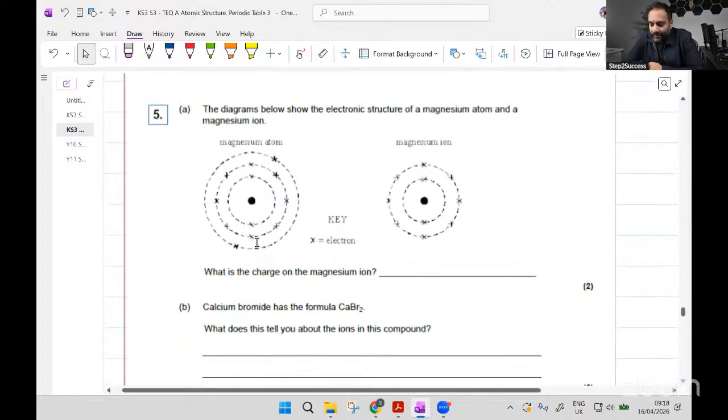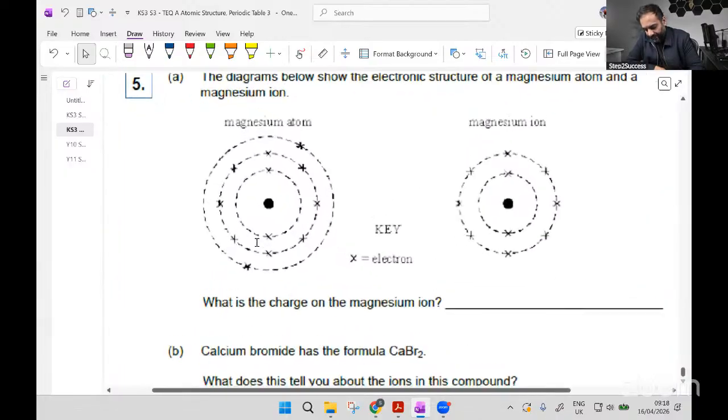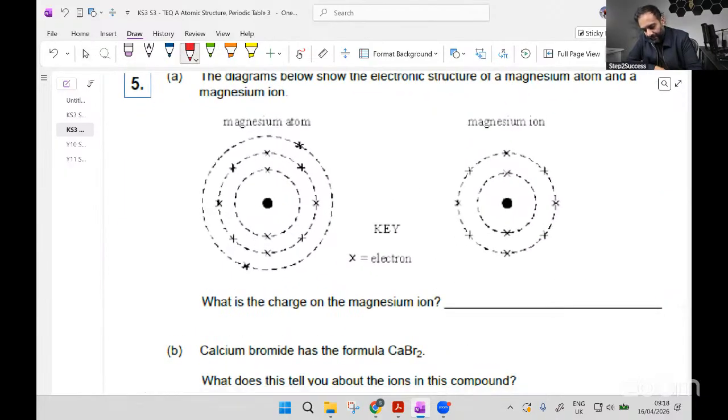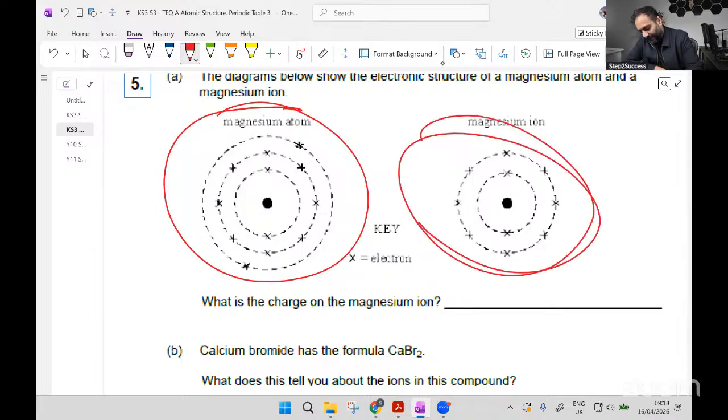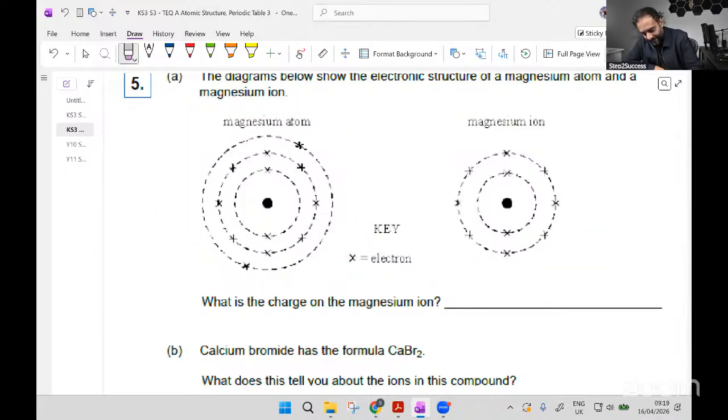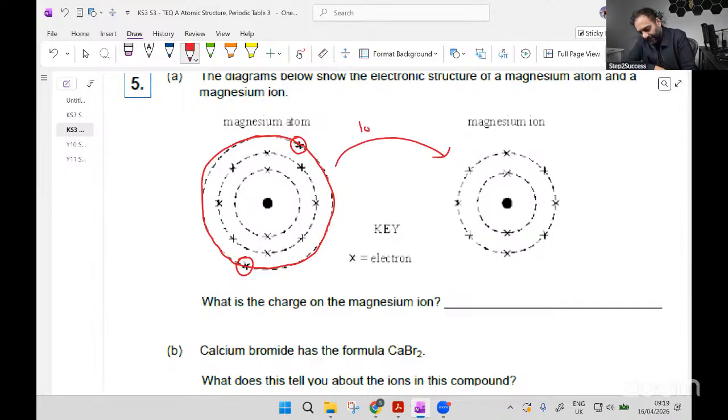Booklet question 5. The charge on the magnesium ion, right? Let me just tell you how you know. The difference between all of this and all of this is that this had this extra shell around the outside, which had these two electrons on it. And now this doesn't have that. So it has lost two electrons, or two of these crosses, from one diagram to the other.